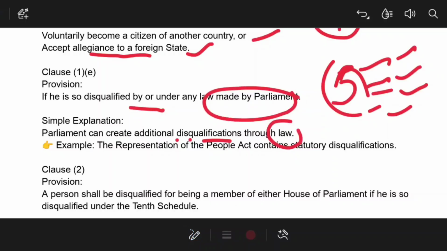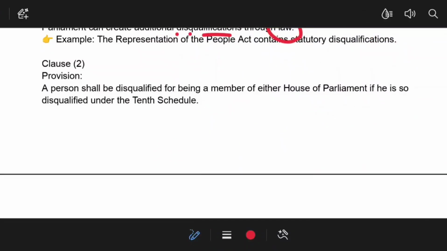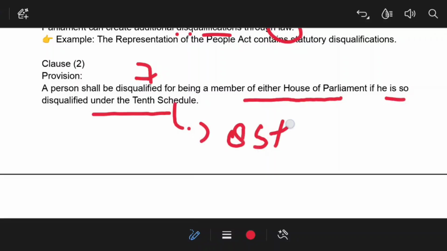Clear? So now remember Article 101 Clause 3. Disqualification or resignation. These are two main provisions that are included in the Constitution of India. Please ignore the background noise. Clear? Now, Clause 1, I have discussed five parts. Clause 2 says that a person shall be disqualified for being a member of either House of Parliament if he is so disqualified under the 10th Schedule, the 85th Constitutional Amendment Act, not 2010.